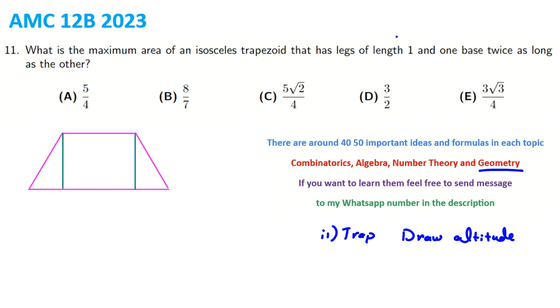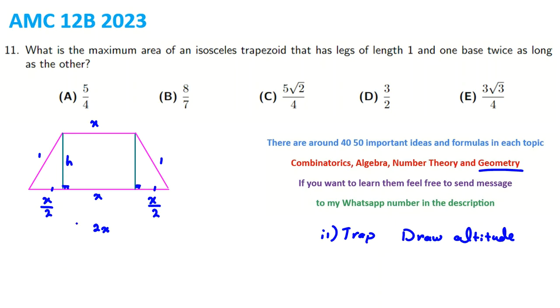the problem says legs of length 1, so 1, 1, and one base twice as long as the other. So if it is x, this one is 2x, okay? This one is 2x, so this one is x. These two things are equal. Because of the isosceles trapezoid, these two triangles are congruent, so x over 2, x over 2.